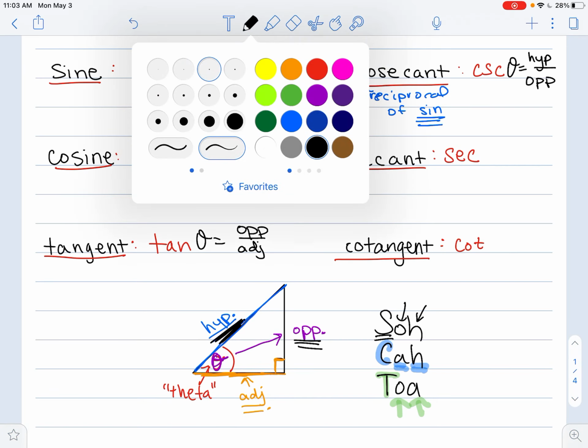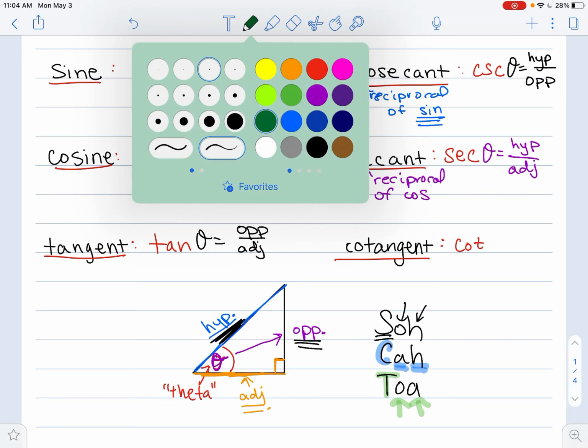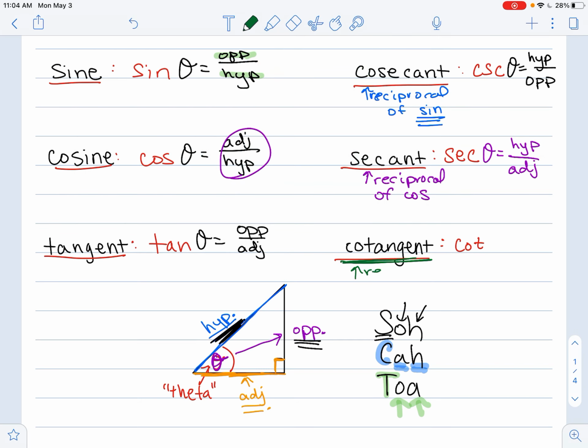Secant is the reciprocal of cosine. And so if cosine is adjacent over hypotenuse, then the secant of theta is the reciprocal of adjacent over hypotenuse, which is going to be hypotenuse divided by the adjacent side. Go ahead and write that down. And then lastly, cotangent, you might have guessed it, is the reciprocal of tangent. So the cotangent of theta is the reciprocal of tangent. So if tangent is opposite over adjacent, cotangent would be adjacent divided by the opposite side.